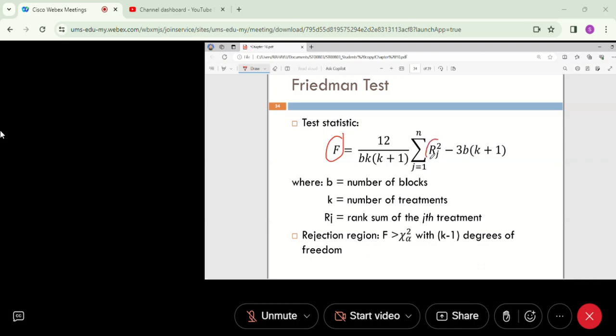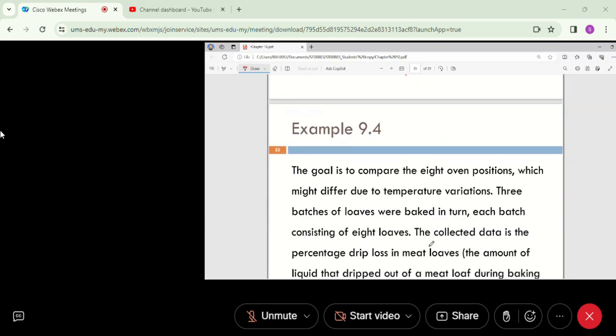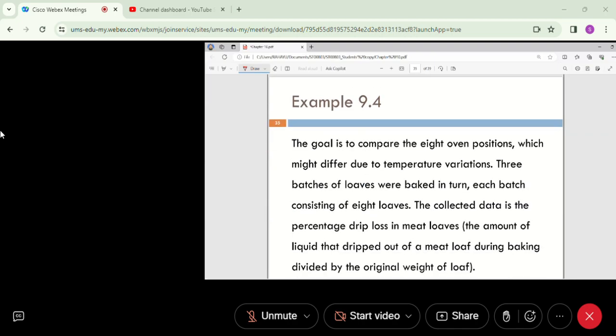This is the rank sum, the rank statistics. And the Friedman test statistic is also transformed so that we can use the chi-square probability distribution in order to compute the p-value of the test. So let's have a look at the example.